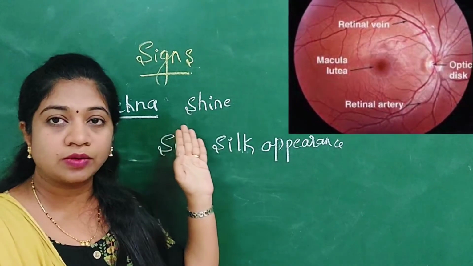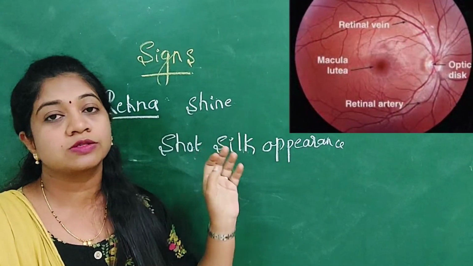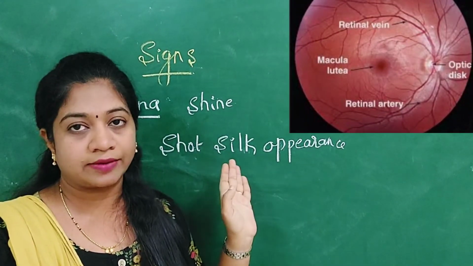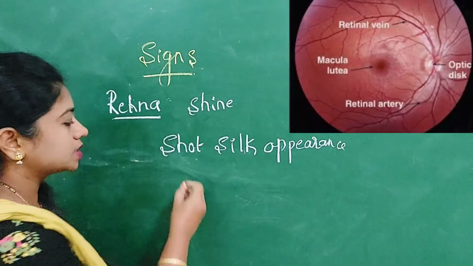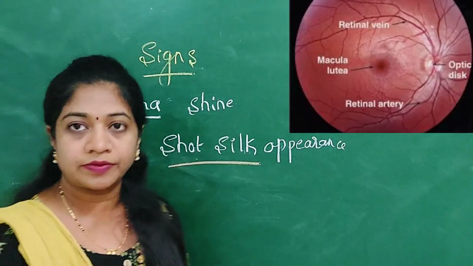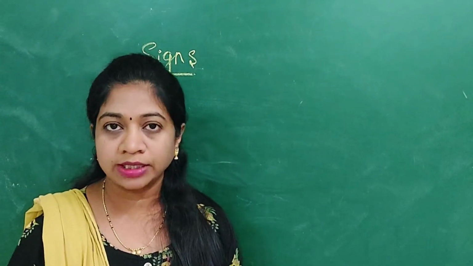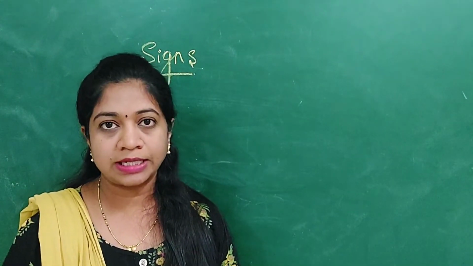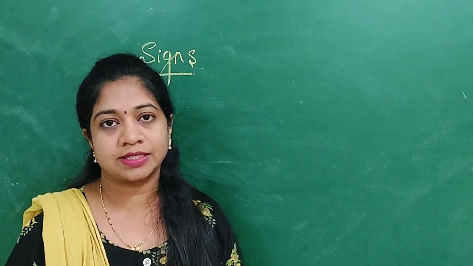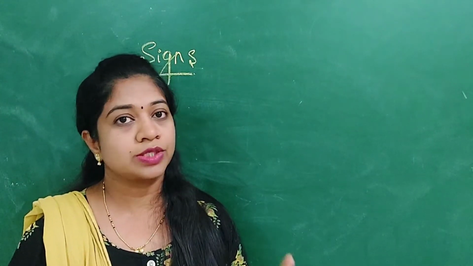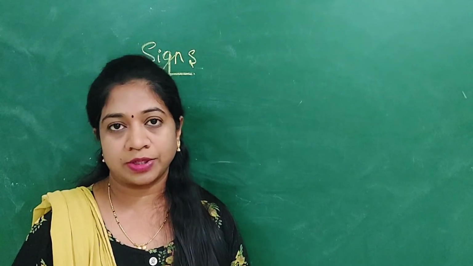When you examine the background retina, it appears more shiny because of greater brilliance because of the light refraction. So that gives the appearance of shot silk appearance of the fundus. Okay. In the fundus examination, we had the optic disc findings which will simulate the papillitis leading to pseudopapillitis and the shot silk appearance of the fundus. And when you do the A-scan examination, you will find out the actual anteroposterior diameter of the eyeball.